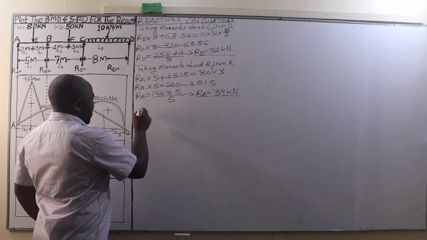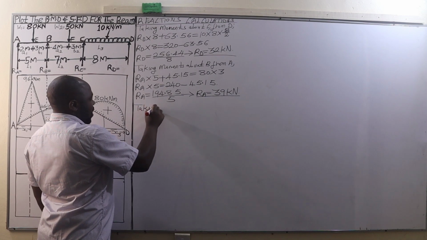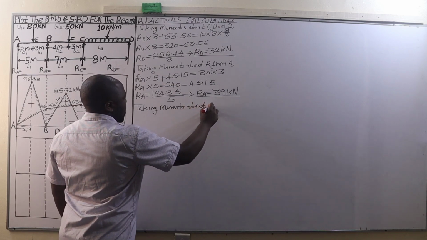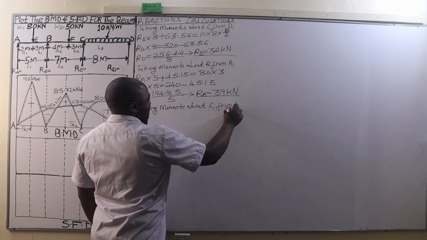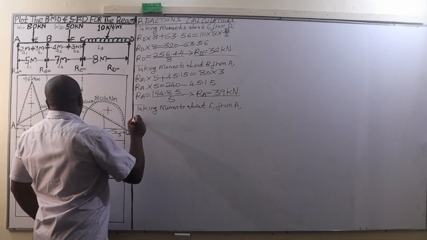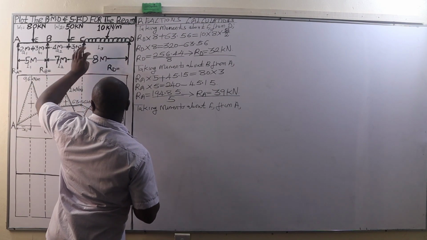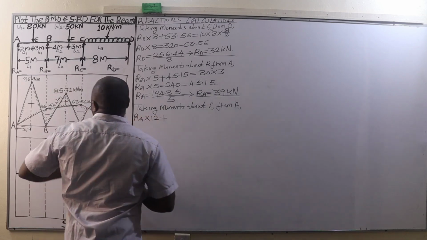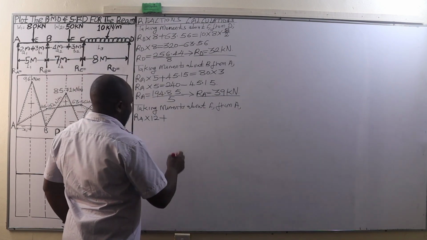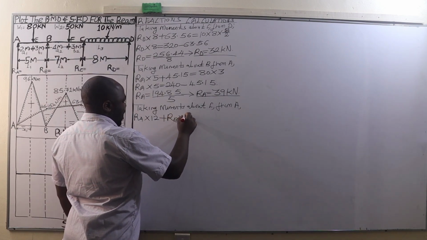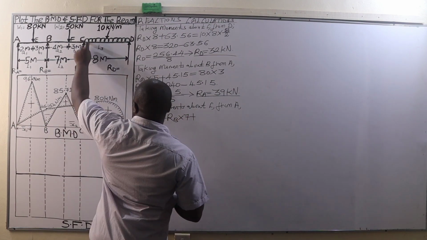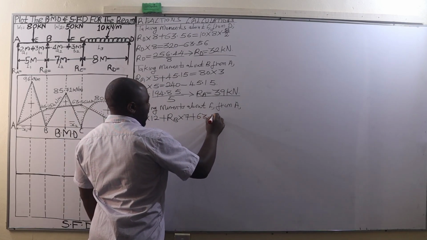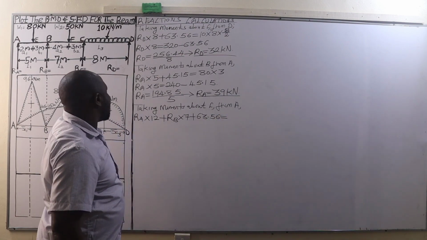Good. From there, we go to calculation of the reaction at B, and in this case, we are going to take moments about C, all the way from the end A. We are going to have RA times the distance from A to C, which is 12 meters, plus RB times the distance from B to C, which is 7 meters, plus the bending moment at C, which is 63.56. These are clockwise moments in this case.